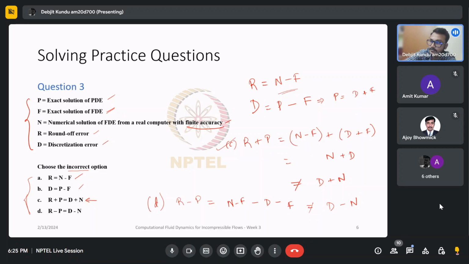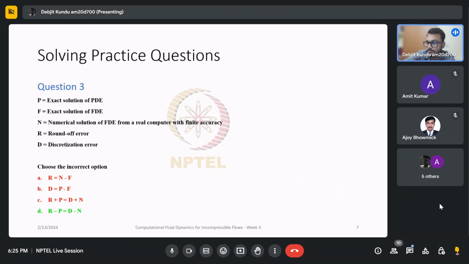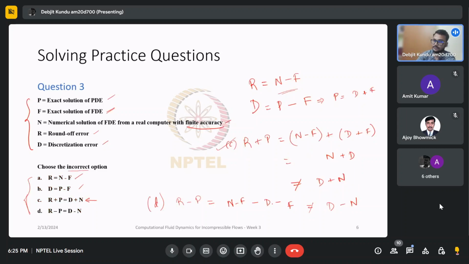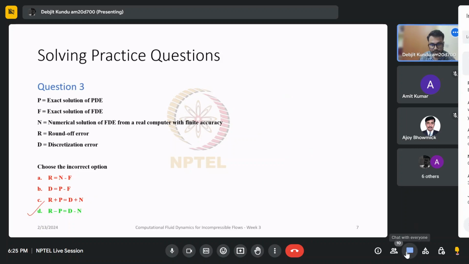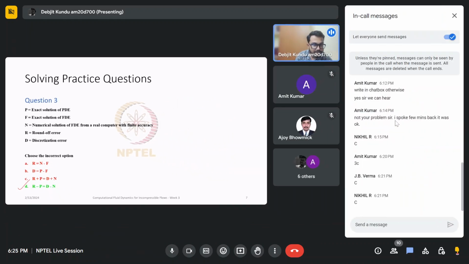Okay, so let's have a look at the solution. Yeah, so it is option D that is incorrect. So this becomes N minus D minus 2F, which is not equal to D minus N as shown here. So this option is incorrect. The rest of them are correct. And it's option D which should be the correct solution in this case. Did anyone say option D? No, everyone selected option C.